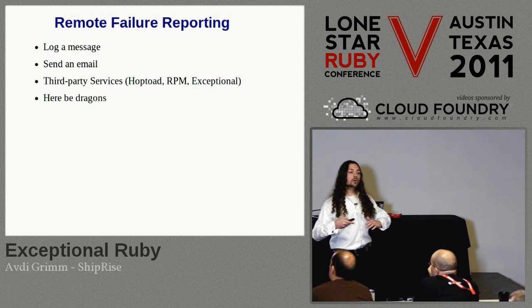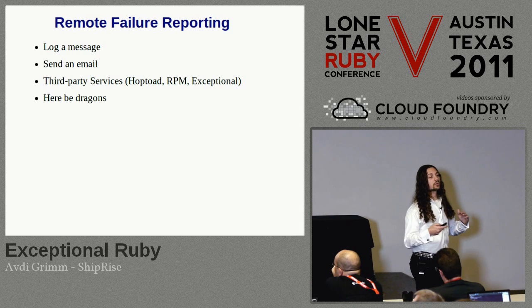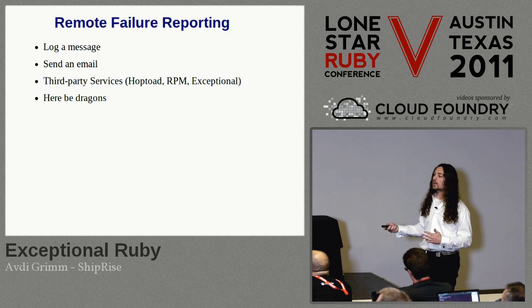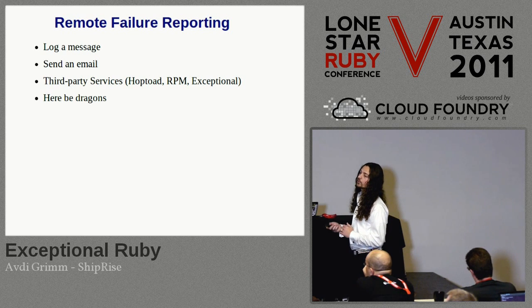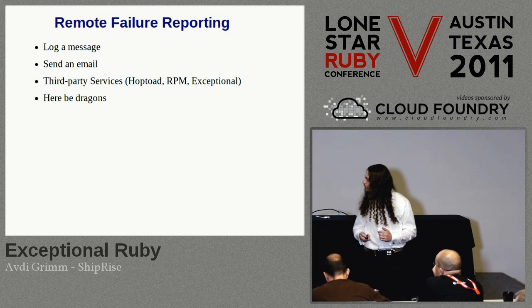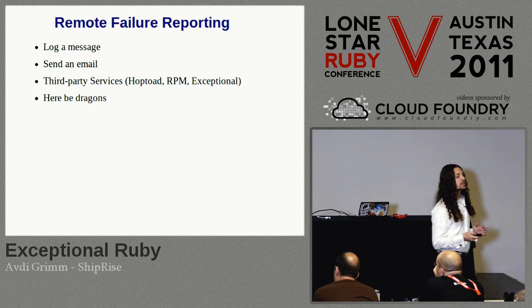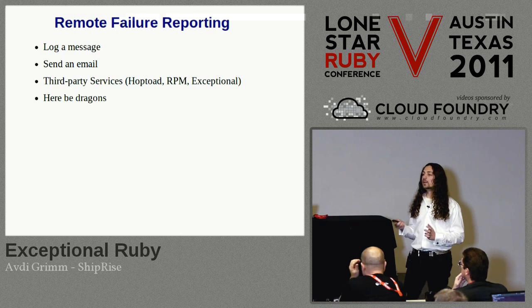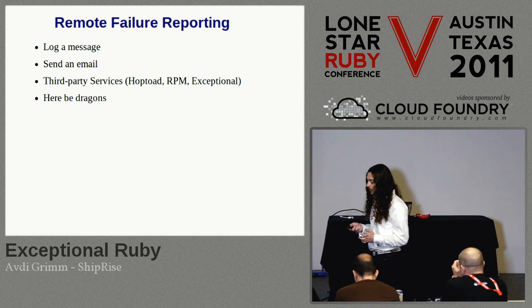We may want to report that exception to some sort of external service. We might want to log it to a file. We might want to report it to a third-party service like Opto or Exceptional. But be careful when you're doing this. Be careful that you don't make the problem worse. I'm going to tell you a little story about this.